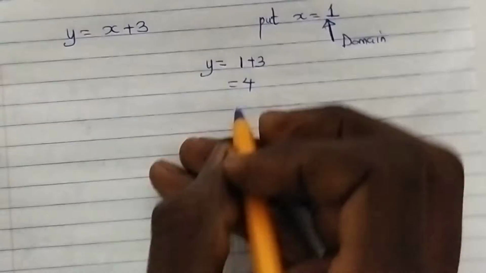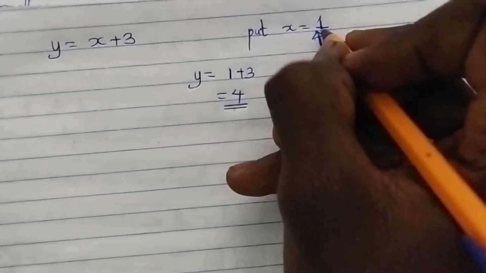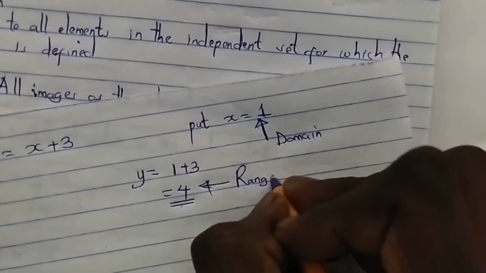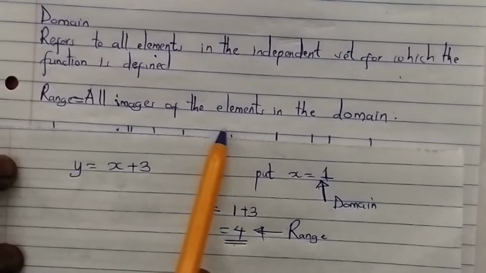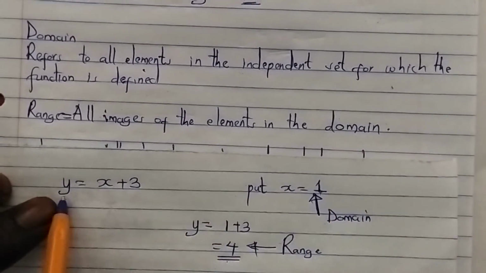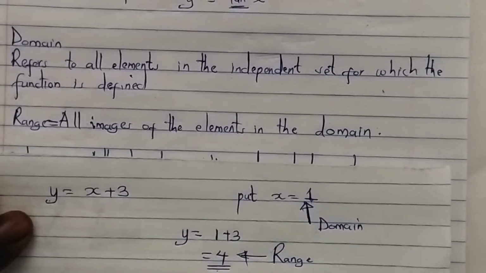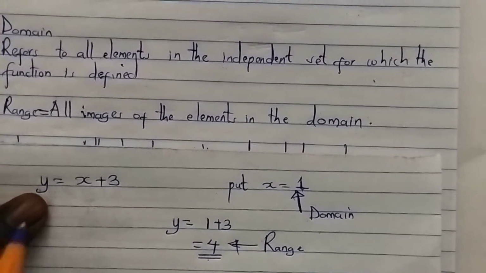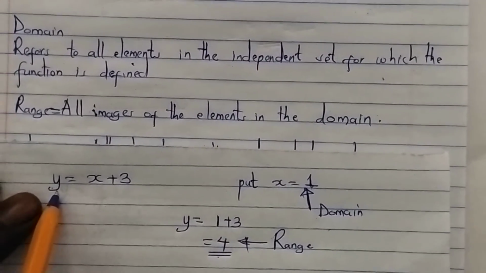Now, I'm saying the value of y for this domain is what we are calling the range. So this value is what we are calling the range. If you can see, all images of elements in the domain, this is the domain. Its image is the value of y, which is the range. So range are all values of the domain, its images on this other side in the dependent set.